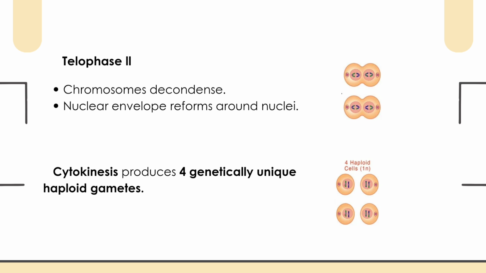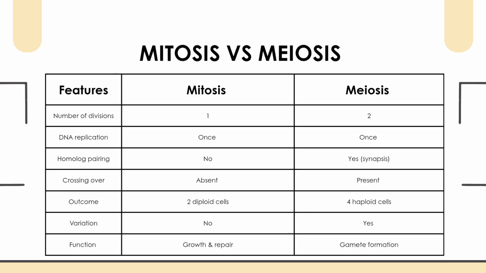Finally, in telophase II, chromosomes decondense, nuclear envelopes reform, and cytokinesis yields 4 genetically unique haploid gametes. Note, in spermatogenesis you get 4 functional sperm, whereas in oogenesis cytokinesis is asymmetric, producing 1 large ovum and polar bodies. A quick comparison table, memorize it.